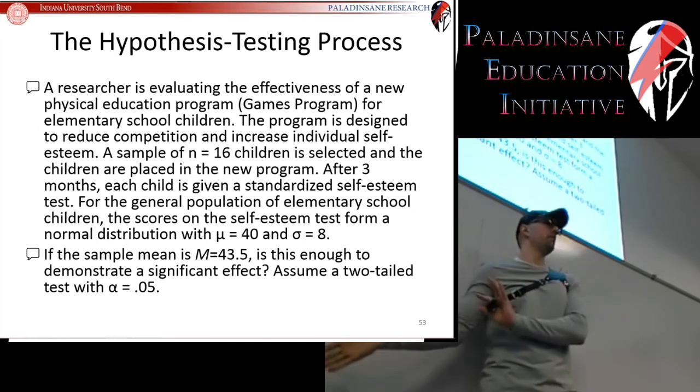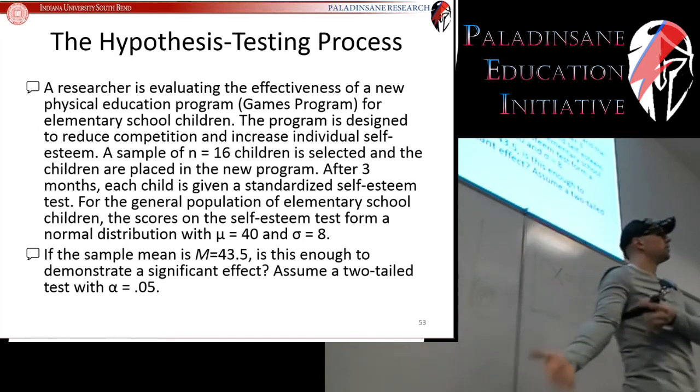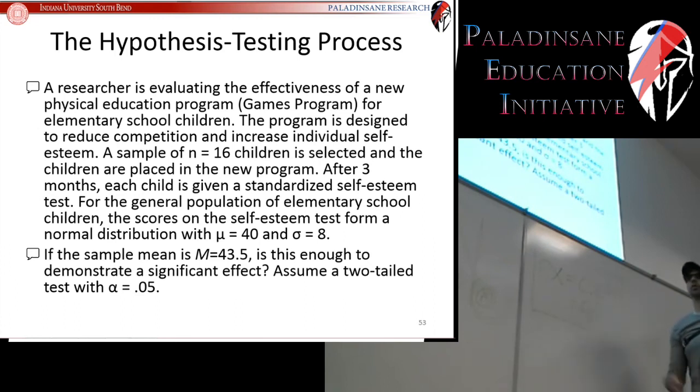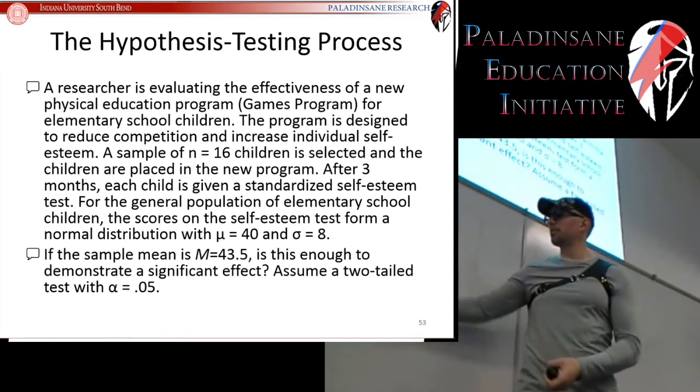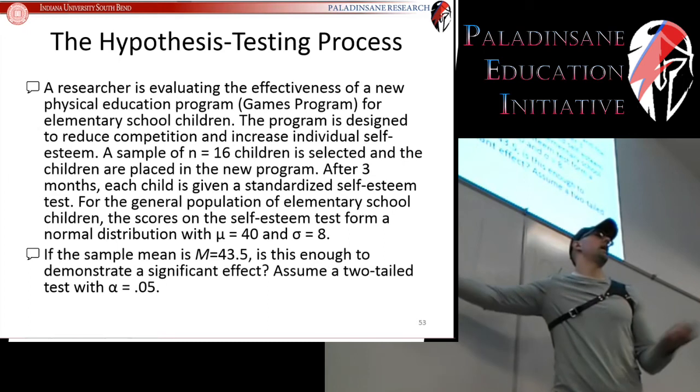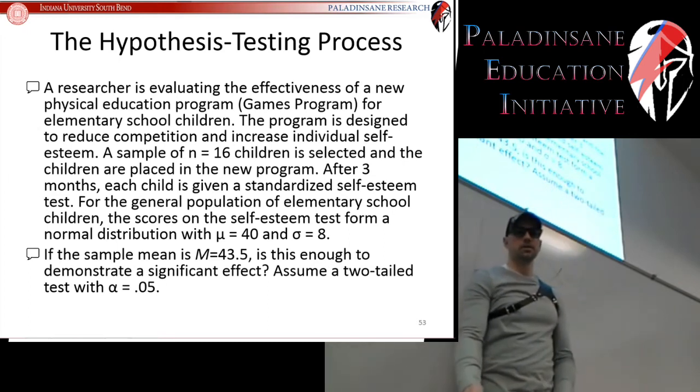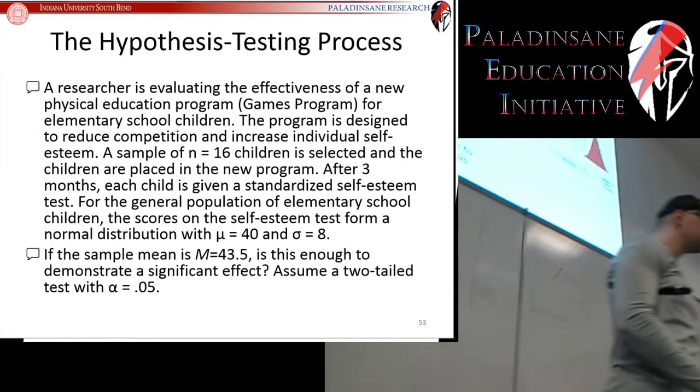So we know the sample. We measured the sample, 43.5. Seems to work for the sample, but will it work for the population? That's what we're going to test. So we're going to assume a two-tailed test with an alpha of 0.05. We'll get into what the tails mean later, but basically two-tailed means two lines in the sand, and we'll see how that works. All right, 5-step procedure.